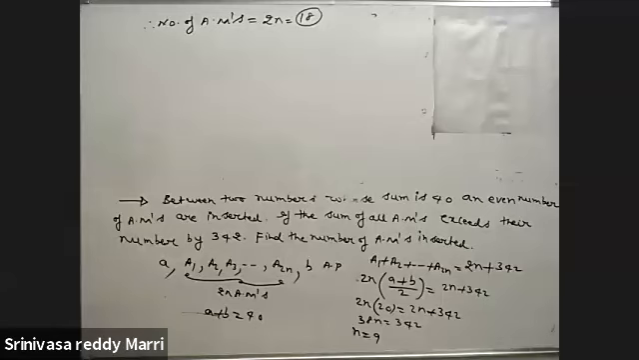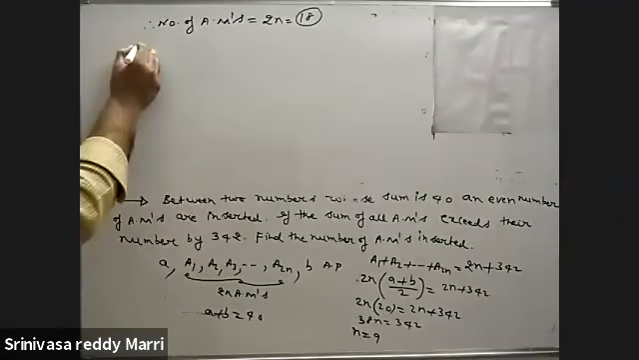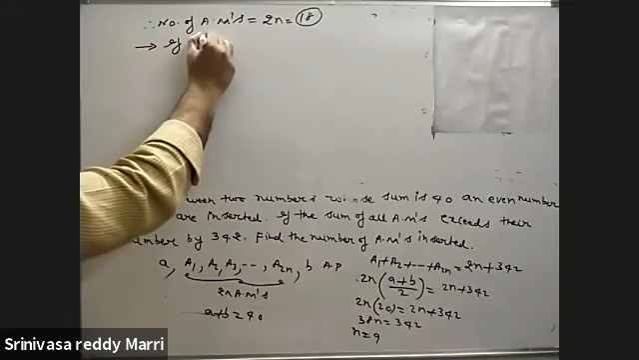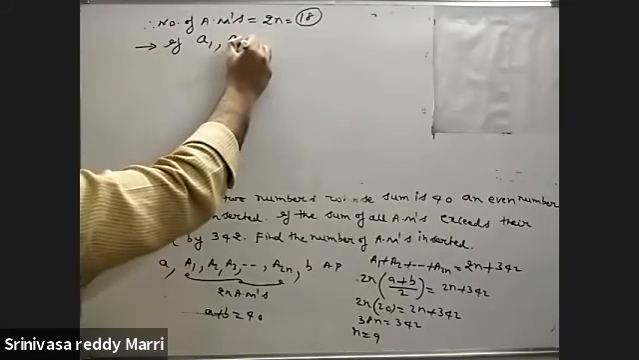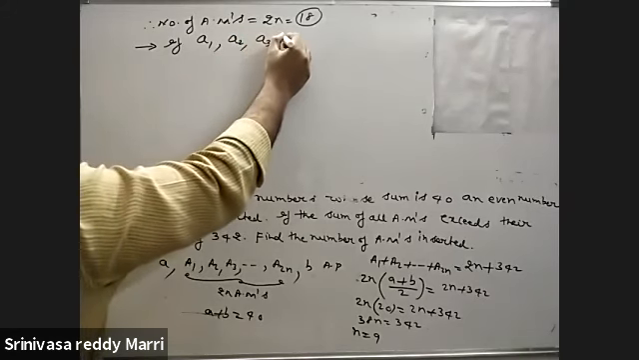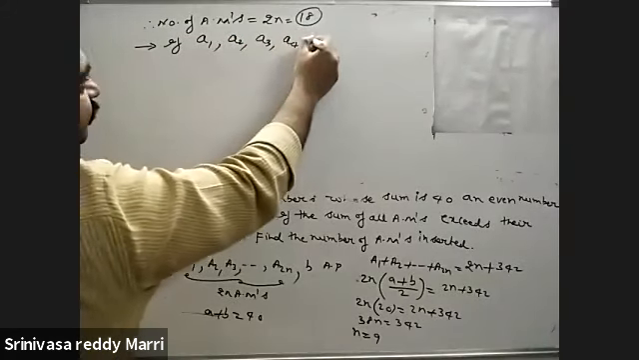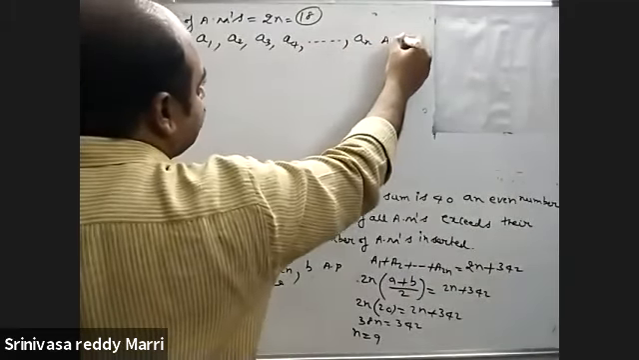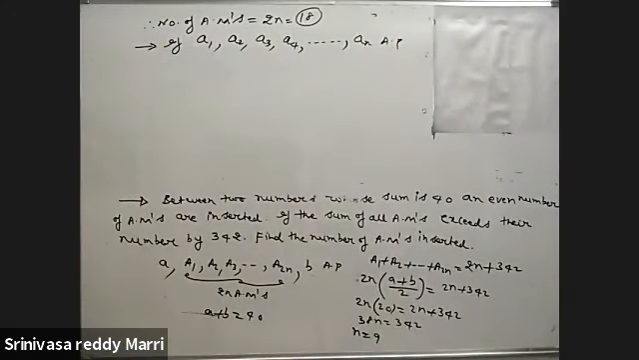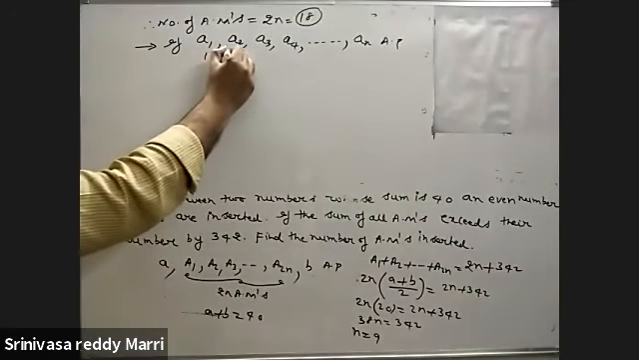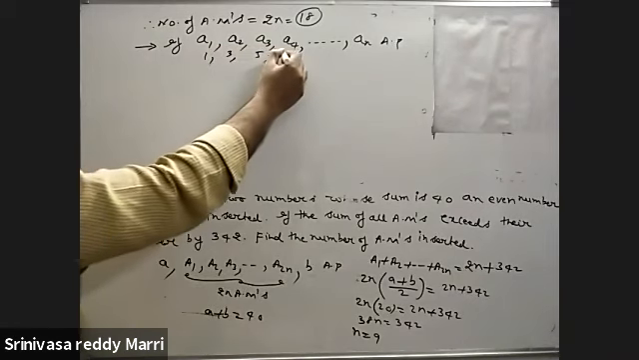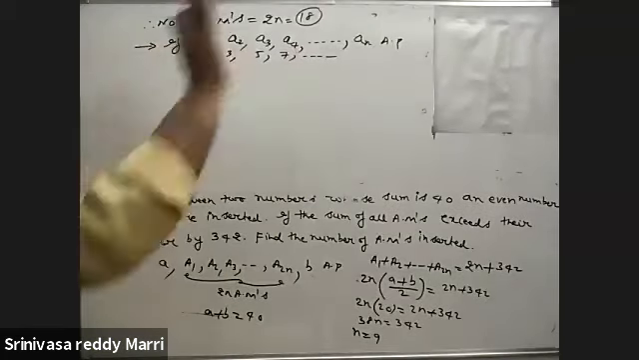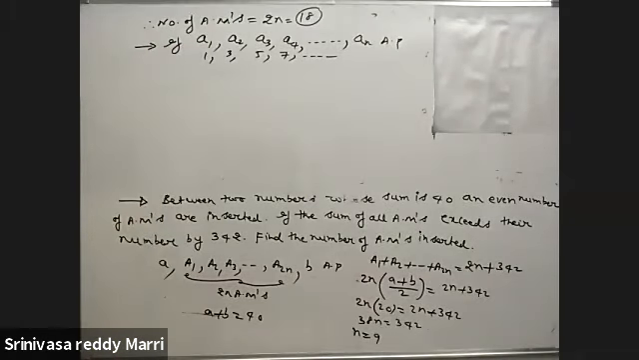Look at the next property of AP. Suppose, let us say, A1, A2, A3, A4 and so on, AN are in AP. These numbers are in AP. Let us say the numbers are 1, 3, 5, 7 and so on. Like that, numbers are there in AP. These are AP only, right? Let us say like that.